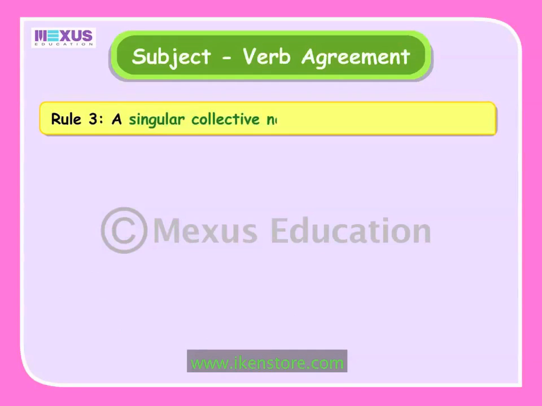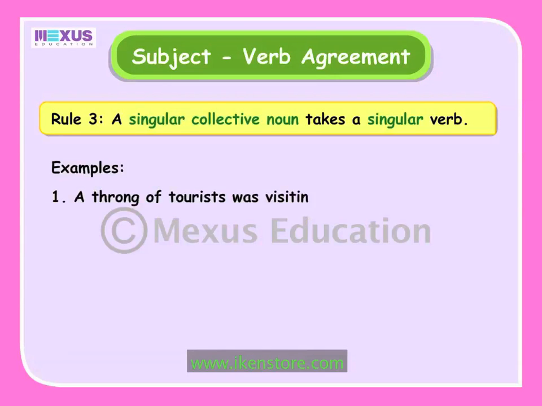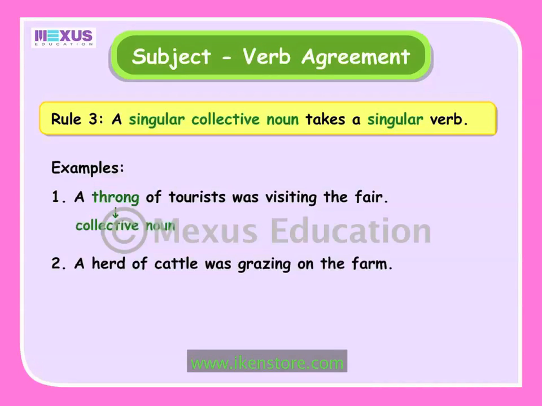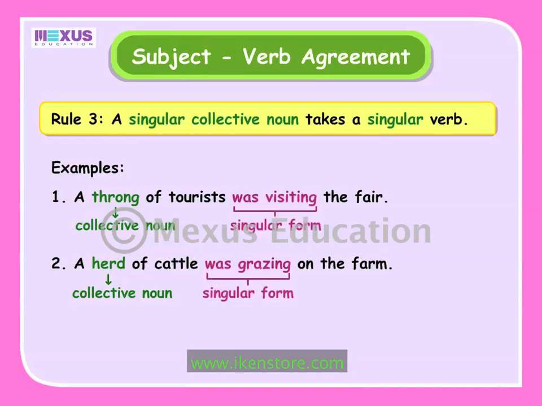A singular collective noun takes a singular verb. Look at the following examples. A throng of tourists was visiting the fair. A herd of cattle was grazing on the farm. Throng and herd are singular collective nouns used to refer to a single group. Hence, we use the singular verb was visiting and was grazing in the respective sentences.